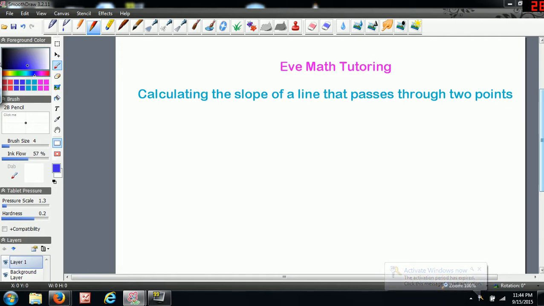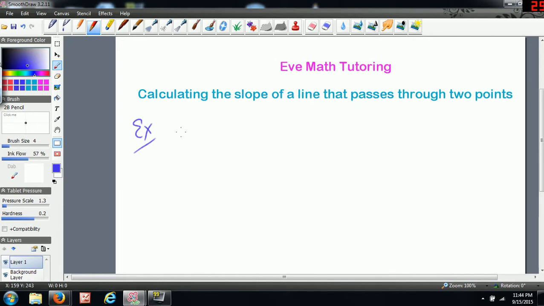Today's lesson is on calculating the slope of a line that passes through 2 points. So if you're given an example where you are asked to find the slope of a line, and it passes through 2 different points, I'm just going to show you how you would solve that.